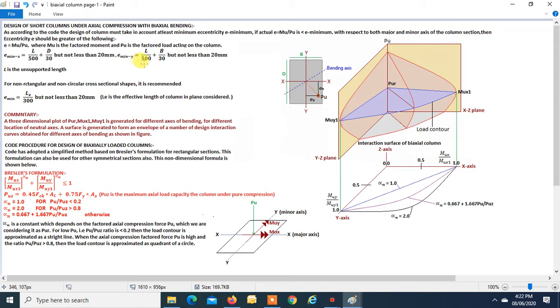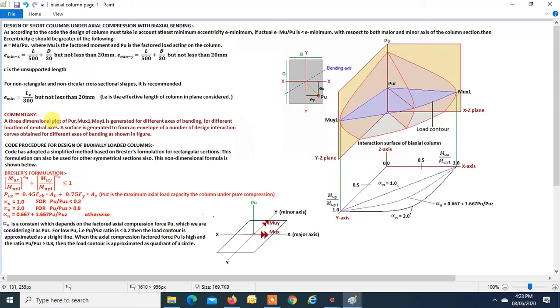e_min,y is equal to L/500 plus B/30, where B is the lateral dimension with respect to the Y axis, but should not be less than 20 mm. L is the unsupported length. For non-rectangular and non-circular cross-section shapes, it is recommended e_min should be taken as Le/300 but not less than 20, where Le is the effective length of the column in the plane considered.